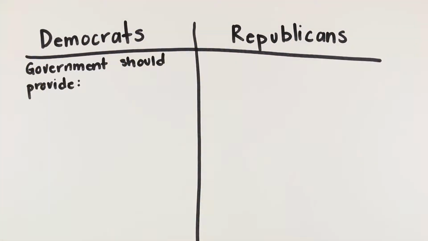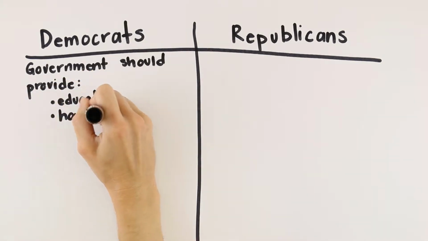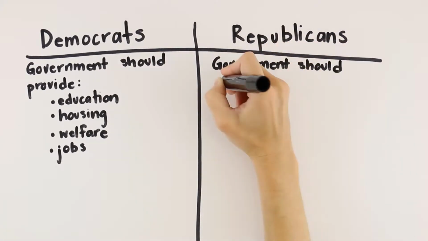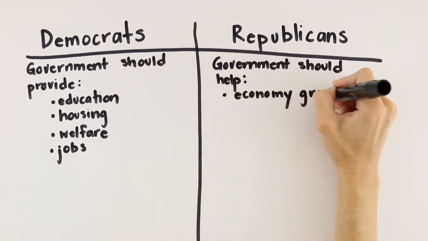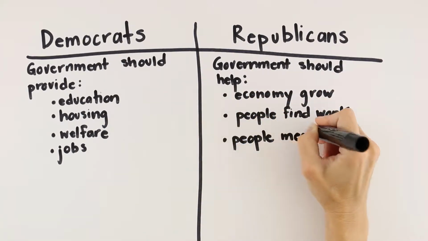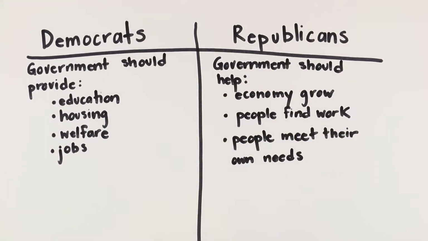While Democrats tend to believe the government should directly provide education, housing, welfare, and jobs for the poor, Republicans tend to believe that the government should help the nation's economy grow, and then people will have a better chance of finding work and meeting their own needs.